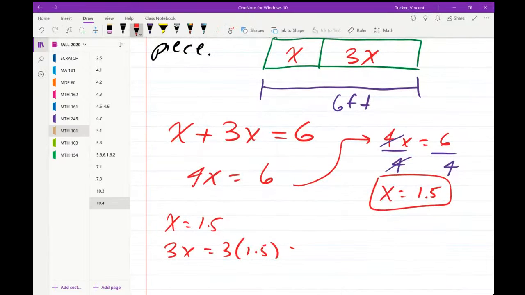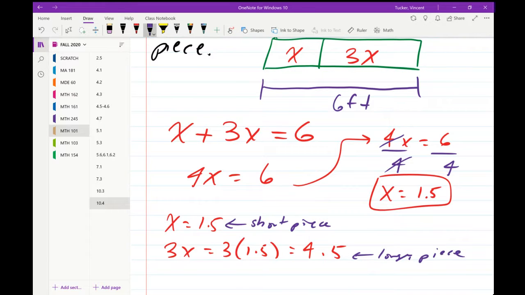is 4.5. Or you could have taken that 1.5 and subtracted it from 6. Still would have given you 4.5. All right, so you got your short piece and your longer piece. All right. Questions?